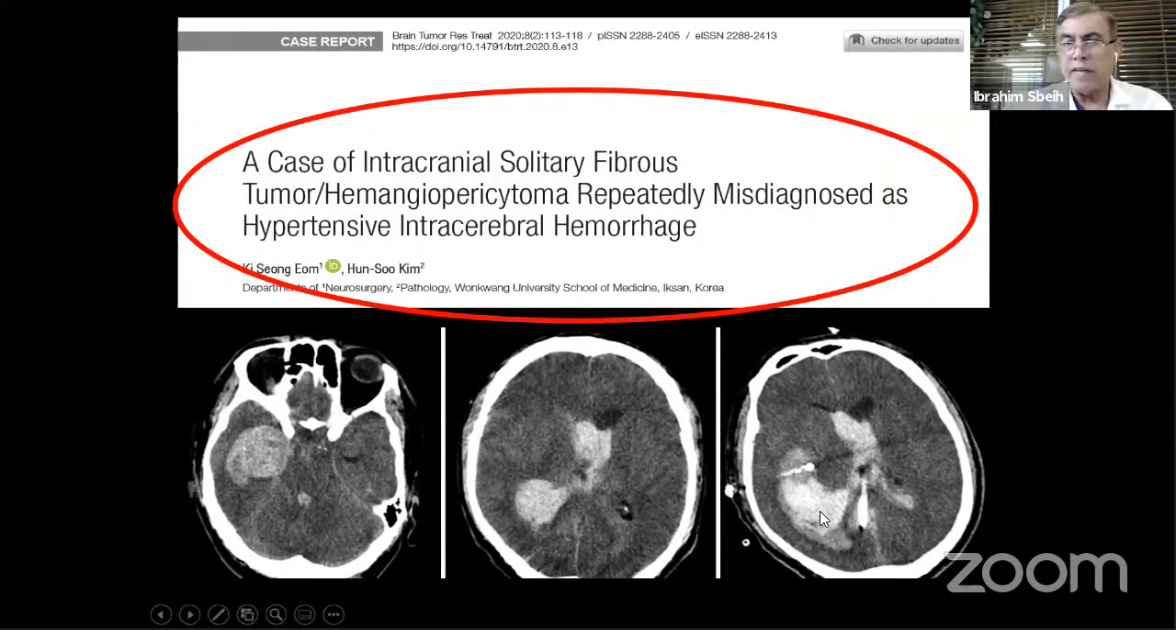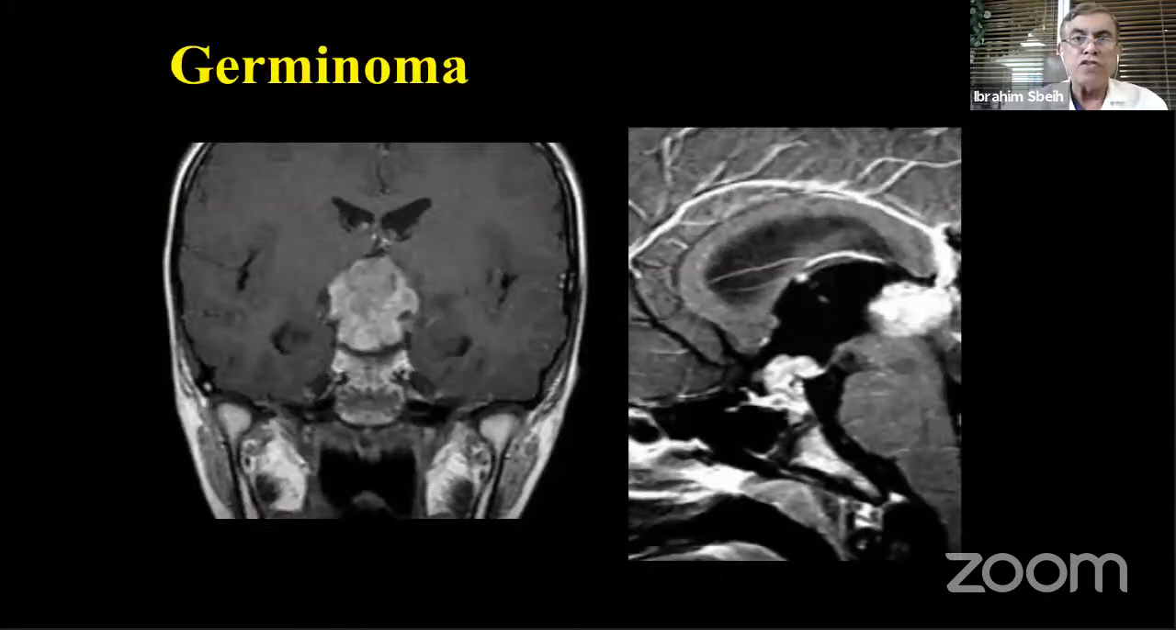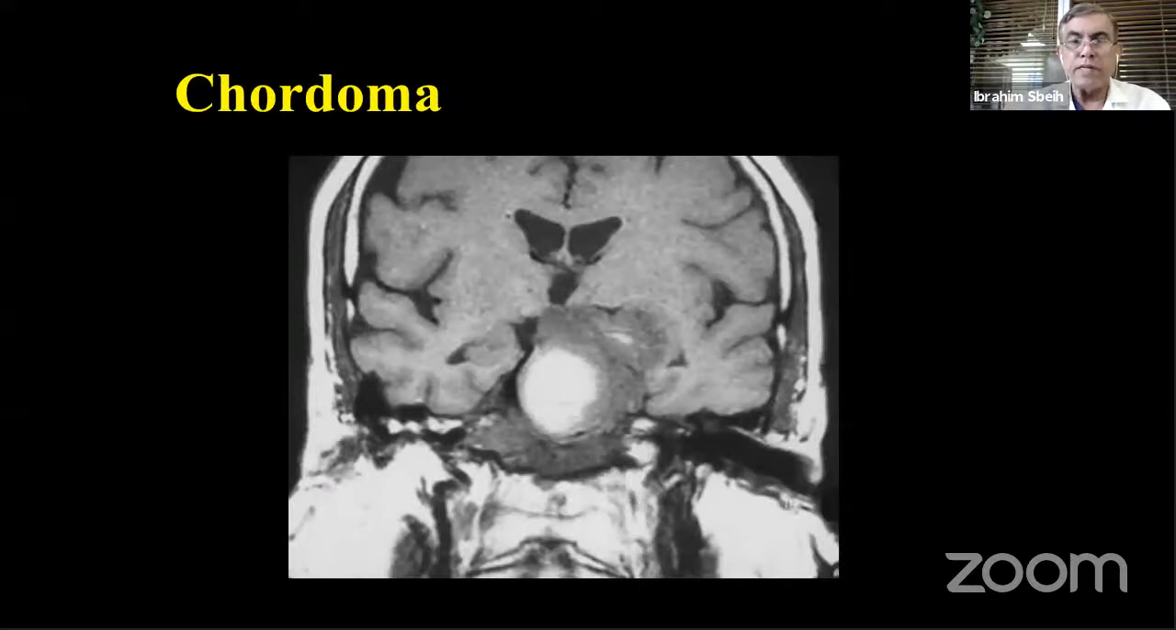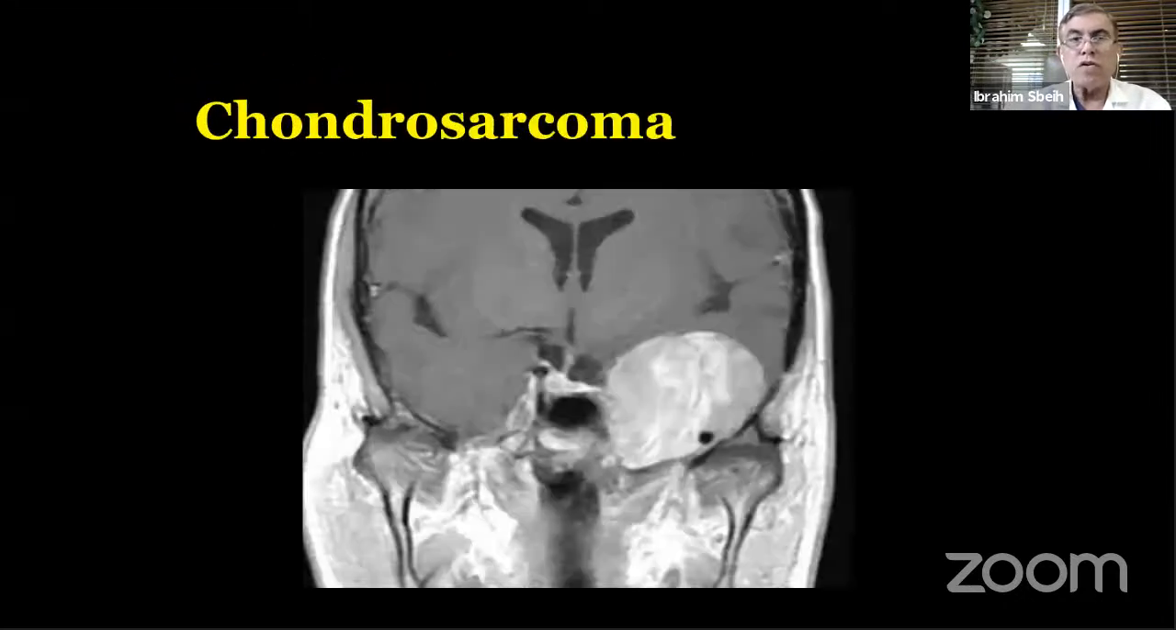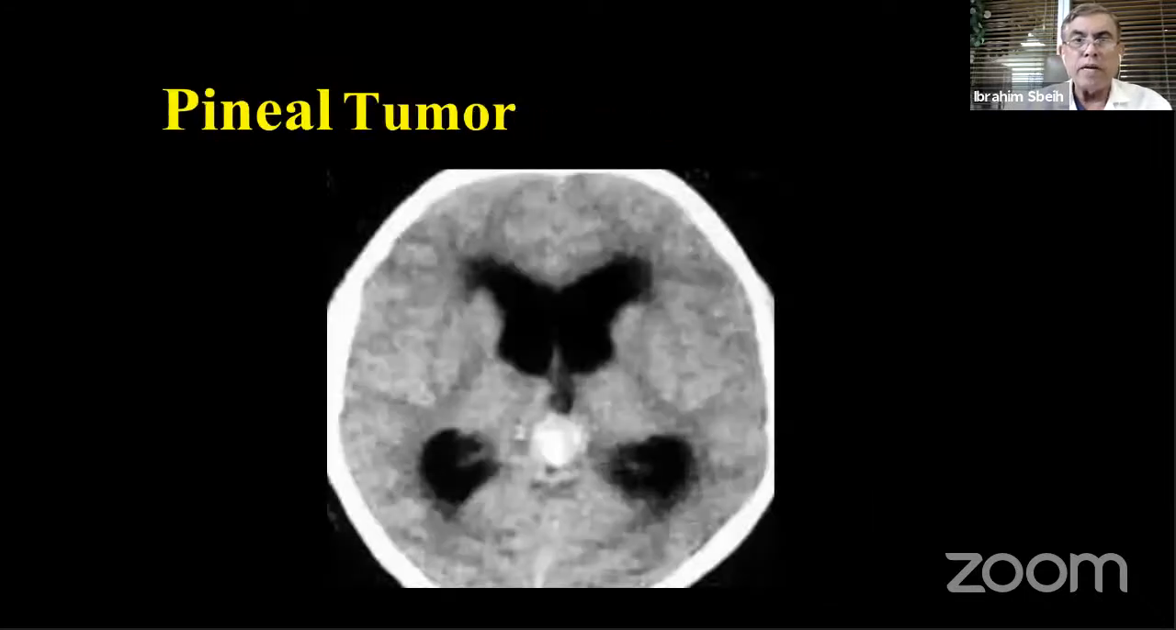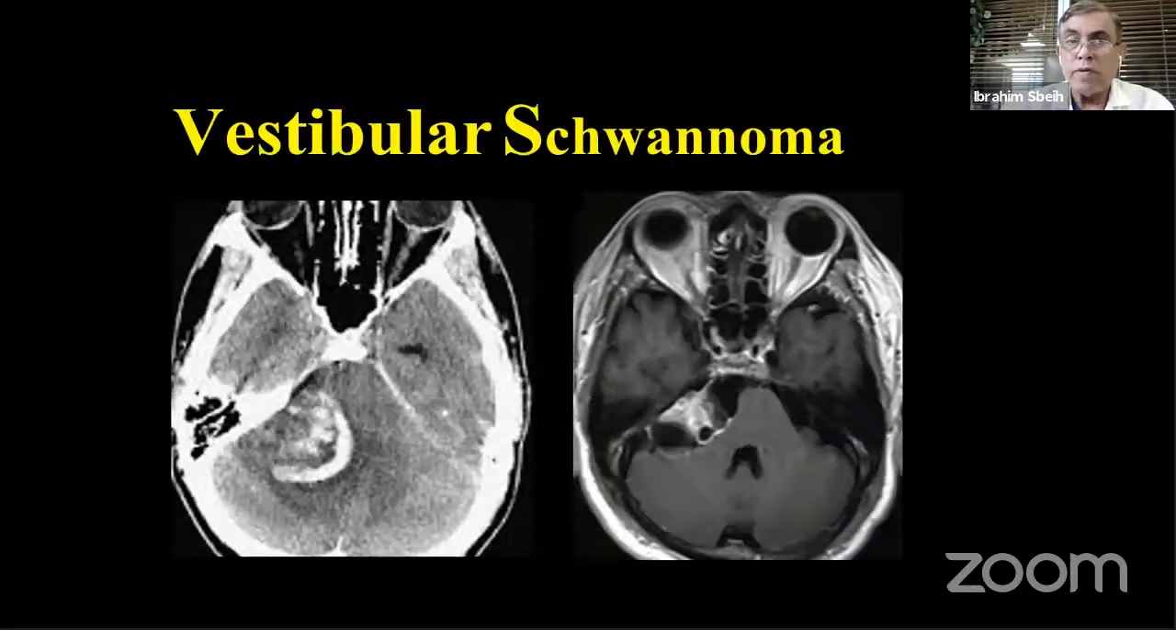So you may think easily that this is a hypertensive bleed. Why? Because you have very limited pathologies on your mind. Intracerebral hemorrhage is hypertensive bleed, aneurysm, or AVM, period. It's not only these three causes. It is 300 causes. Germinoma presenting like a bleed, suprasellar bleed. Chordoma presenting like a bleed. Chondrosarcoma presenting like a bleed. Pineal region tumor presenting like a bleed with acute hydrocephalus. Vestibular schwannoma, yes, it can present with a bleed like this.